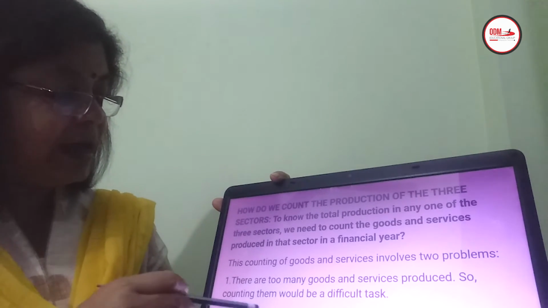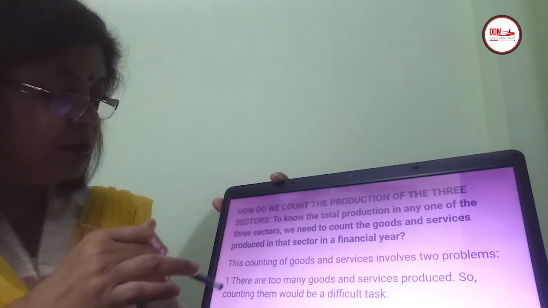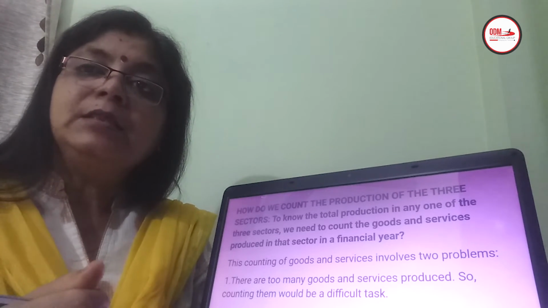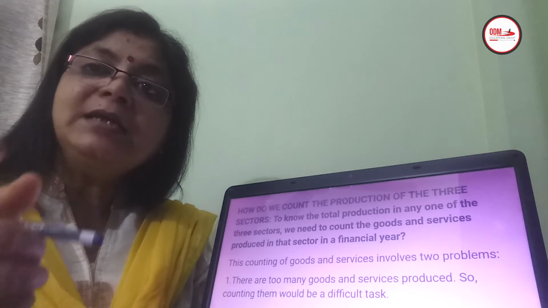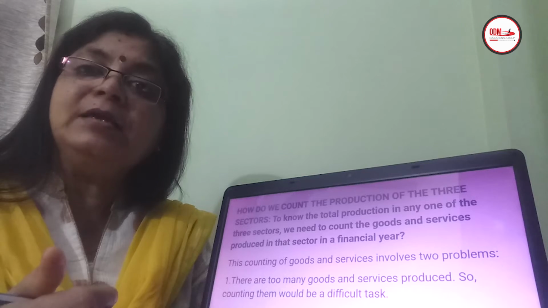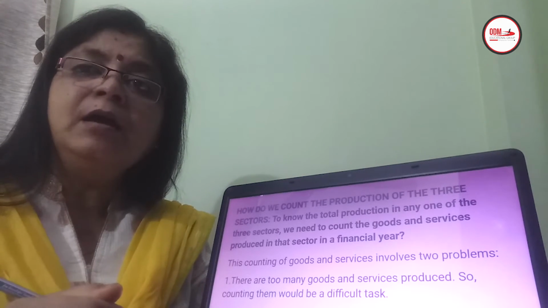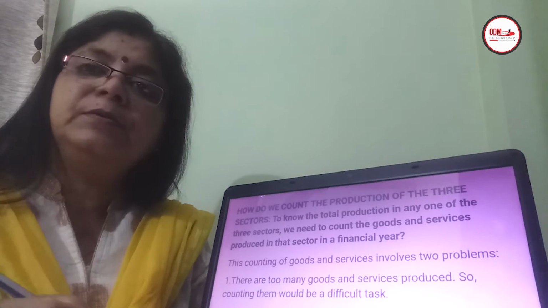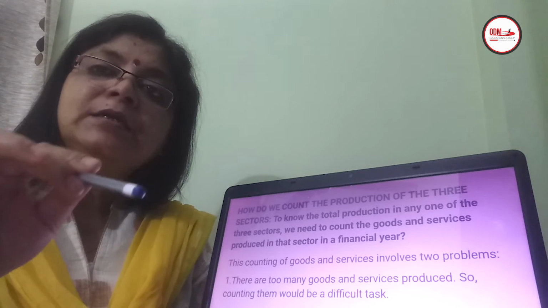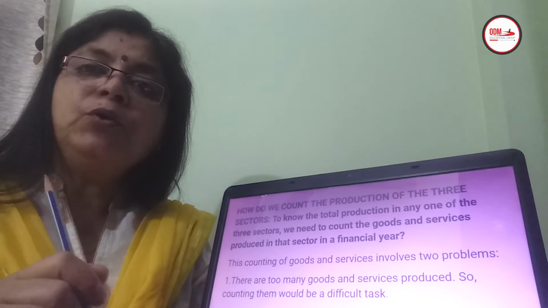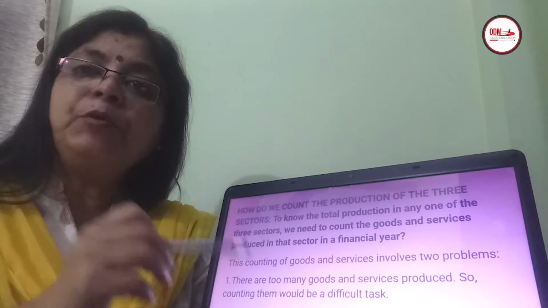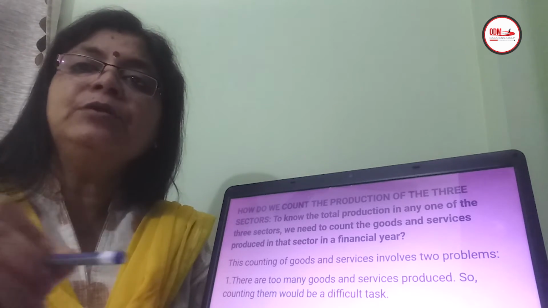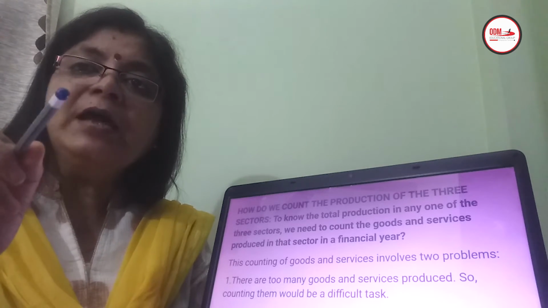The second problem is that sometimes intermediate goods are also counted. It is called double counting. The price of the intermediate goods and the price of the final goods may be counted twice. So it will not give a clear picture of the production of the sectors, because the prices of all the intermediate goods are already included in the final goods. So while calculating the product, we have to keep in mind that we take the value of final goods, not the intermediate goods.